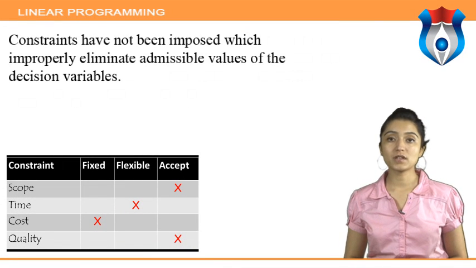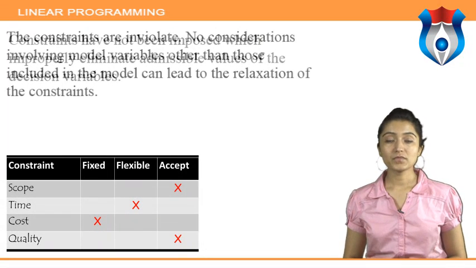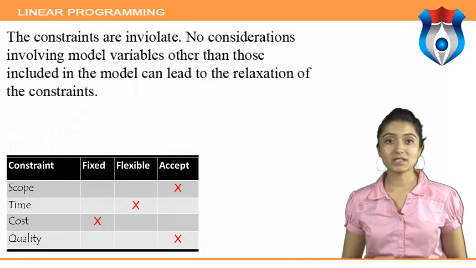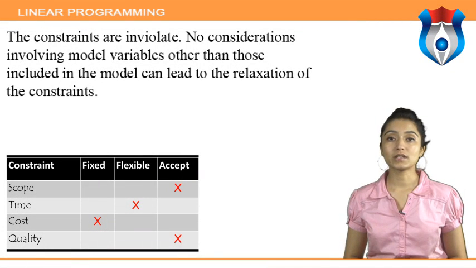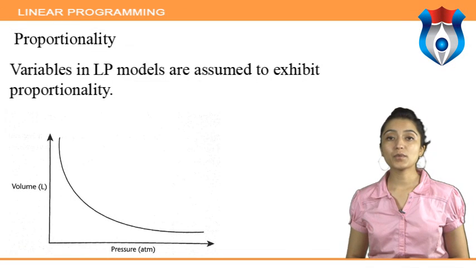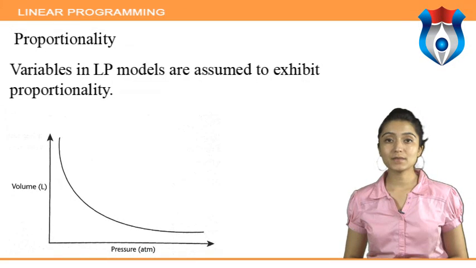Constraints have not been imposed which improperly eliminate admissible values of the decision variables. The constraints are inviolate. No considerations involving model variables other than those included in the model can lead to the relaxation of the constraints. Proportionality. Variables in the LP models are assumed to exhibit proportionality.